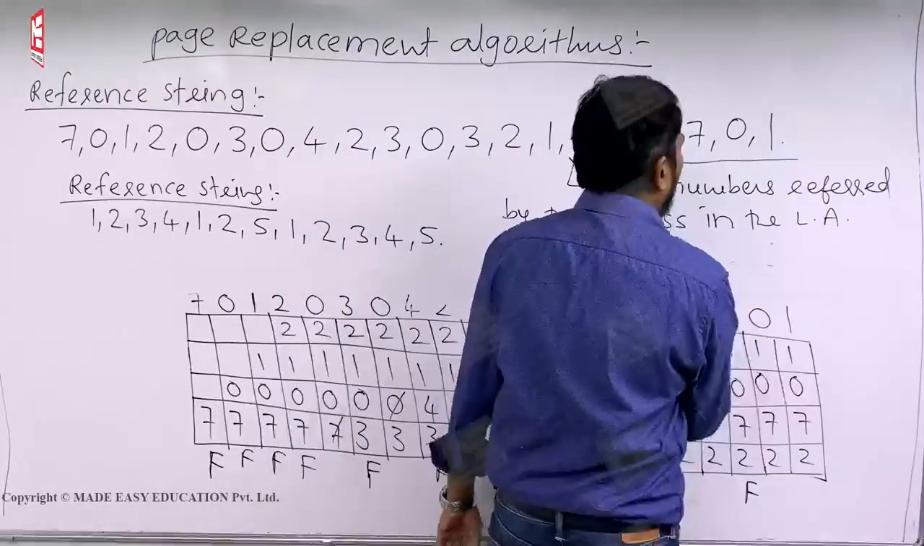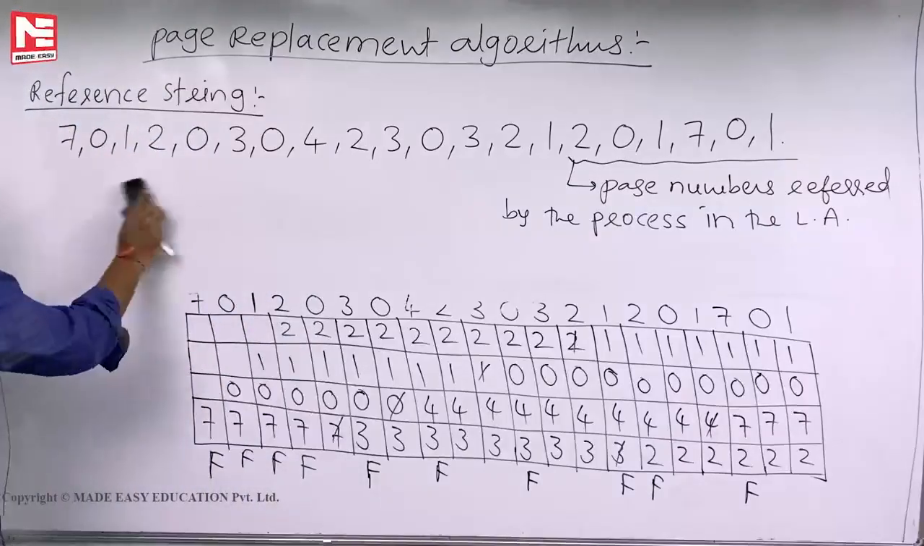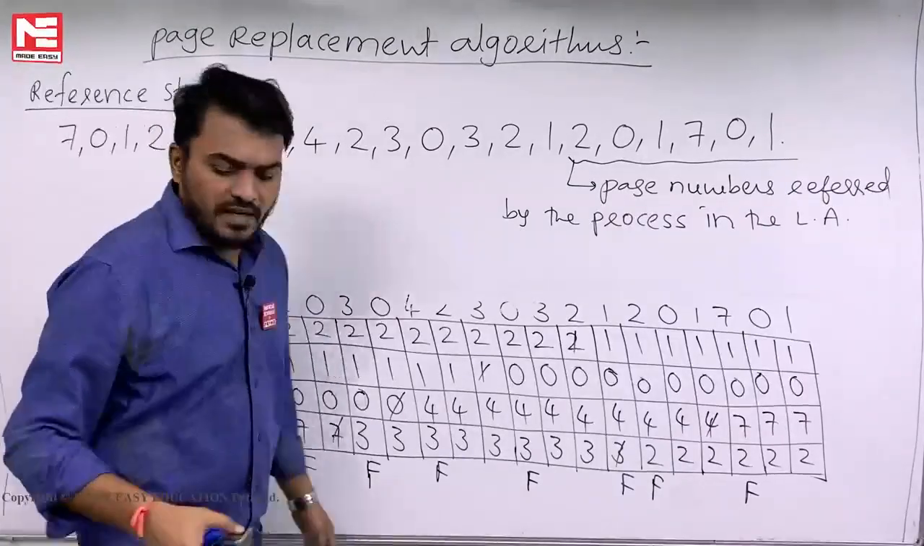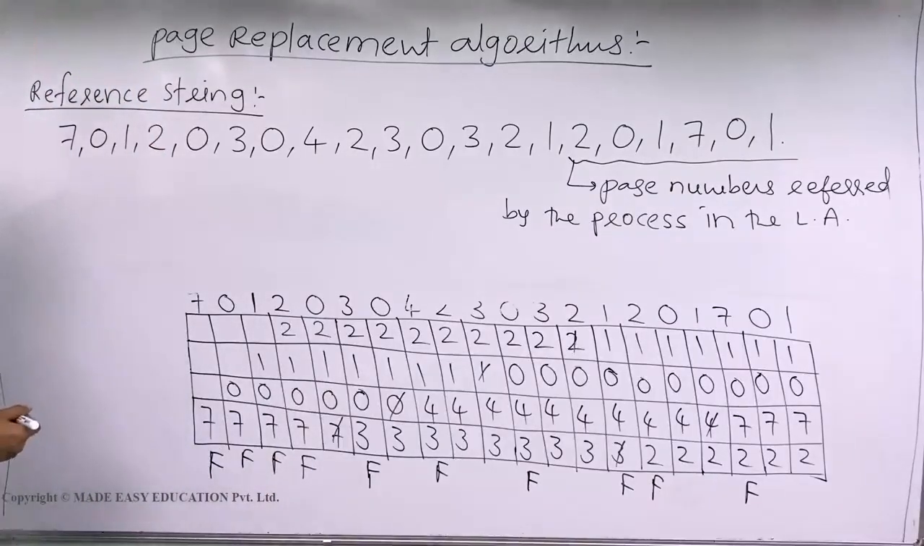So remember that this is coming in first in first out. That is the first in first out page replacement. Next we will move on to the next page replacement algorithm.